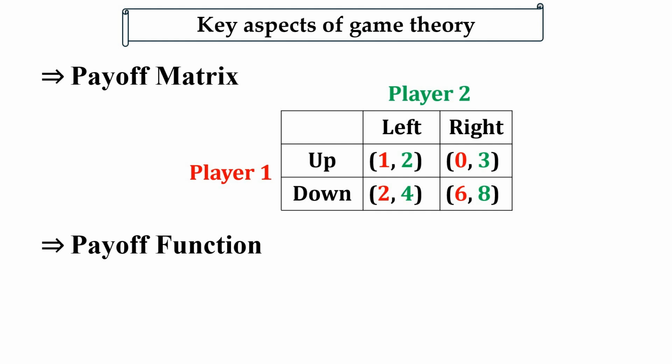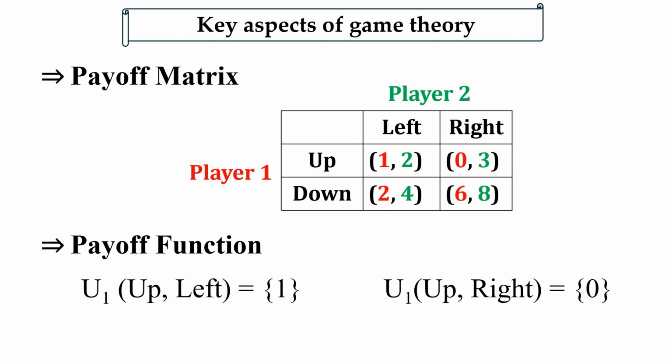And the payoff function for player 1 is: if player 1 is playing up and player 2 left, then it is 1, and if player 1 is playing up and player 2 right, then it is 0. Similarly, we can also set the payoff function for player 2.